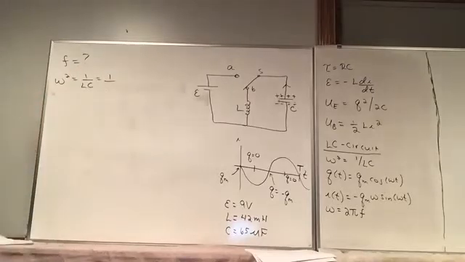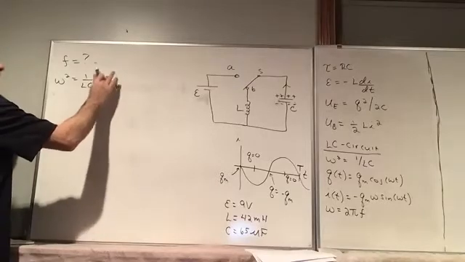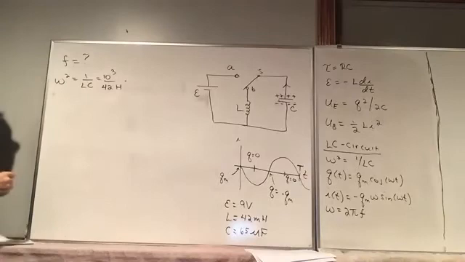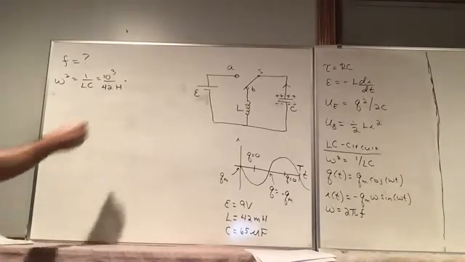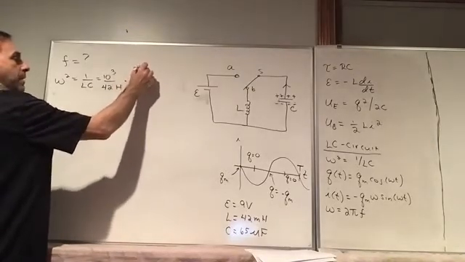So L is 42 millihenries. Milli is 10 to the minus 3, so we can put that on top. And then we have 65 microfarads. Micro is 10 to the minus 6.